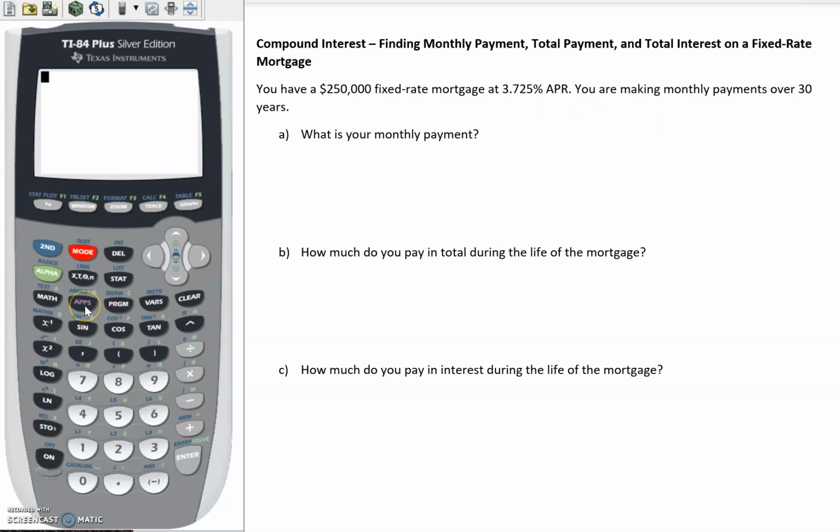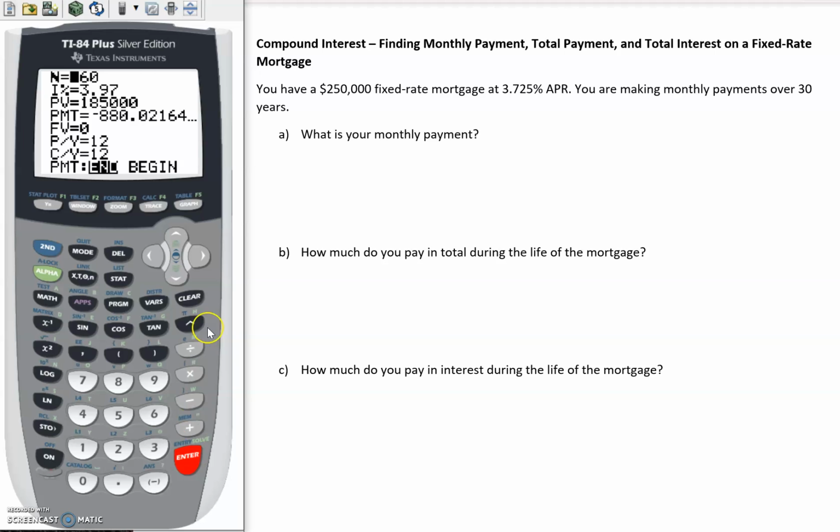So let's go to the TVM solver. We click apps and then enter for finance, enter for TVM solver. In this case, 30 years, we got 30, but we're making monthly payments and there's going to be monthly compounds on our interest. So 30 times 12. Our interest percent would be 3.725. That's going to stay the same the whole time. That's the idea of a fixed rate mortgage.